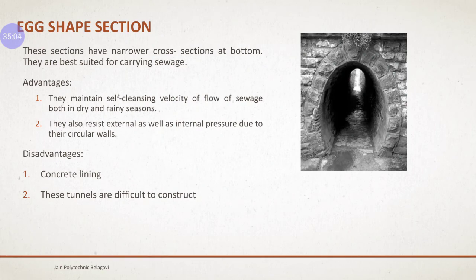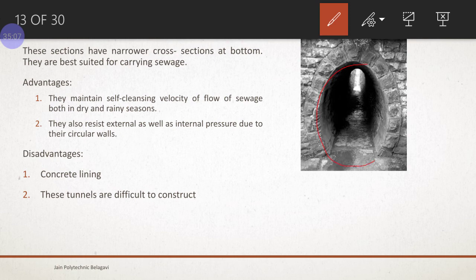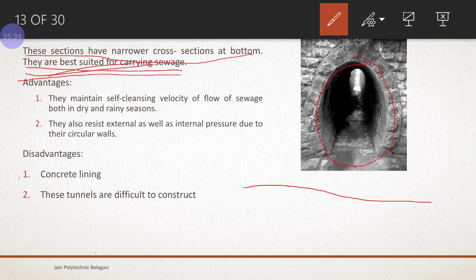The shape of this tunnel is of egg shape here like this. This section has a narrow cross section at the bottom, and they are best suited for sewage. Very important point: this egg shape is only used to carry sewage. Why? Because when the water content is less, with the minimum water content, it will provide you the self cleansing velocity. It means with the pressure of the water itself, it will clean and pass. It doesn't require very high water flow.